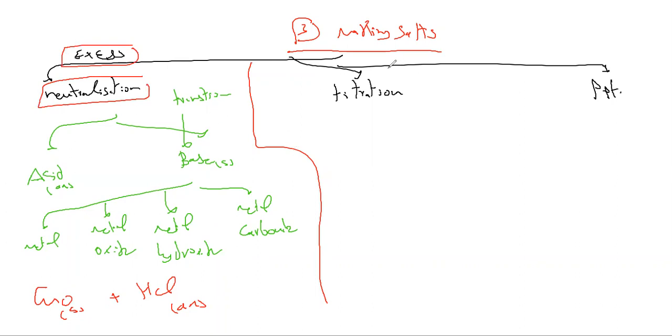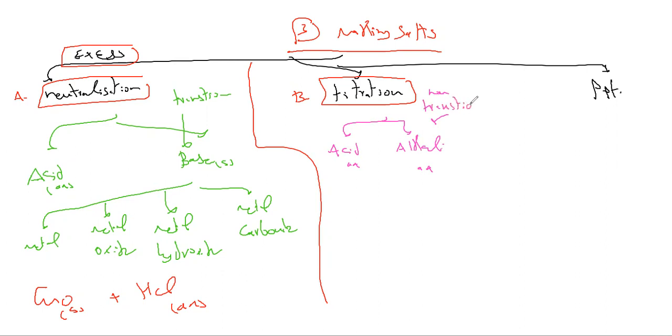Case number 2, number B, in case of titration. Titration is formed between acid, which is aqueous, and alkali, also aqueous, non-transition, like group 1 and 2. Like for the reaction between NaOH, this is aqueous, and HCl, this is also aqueous.